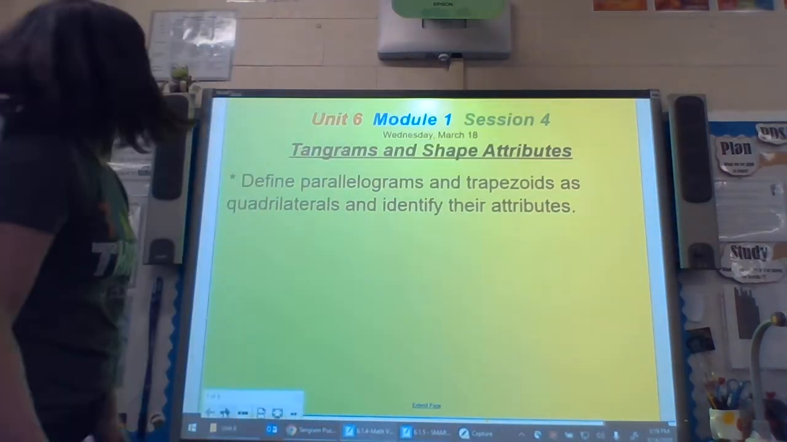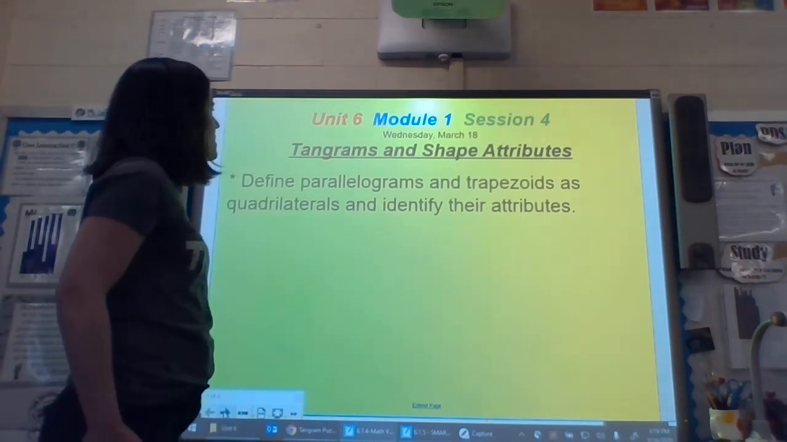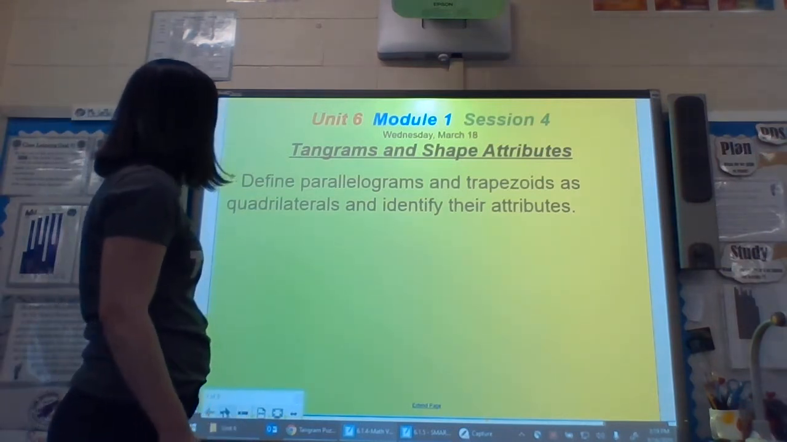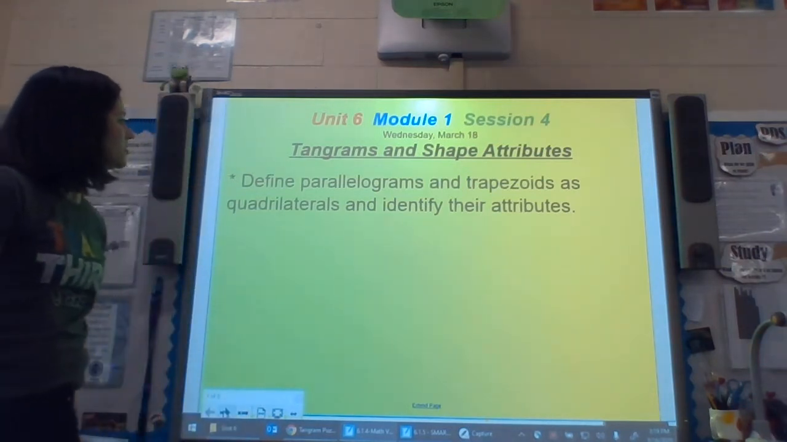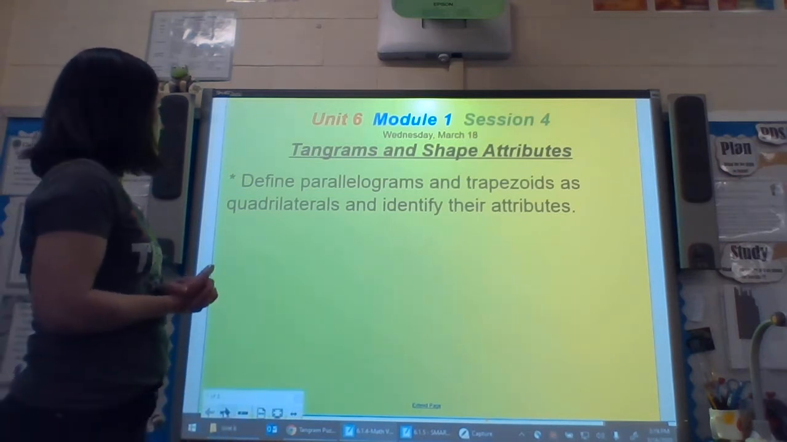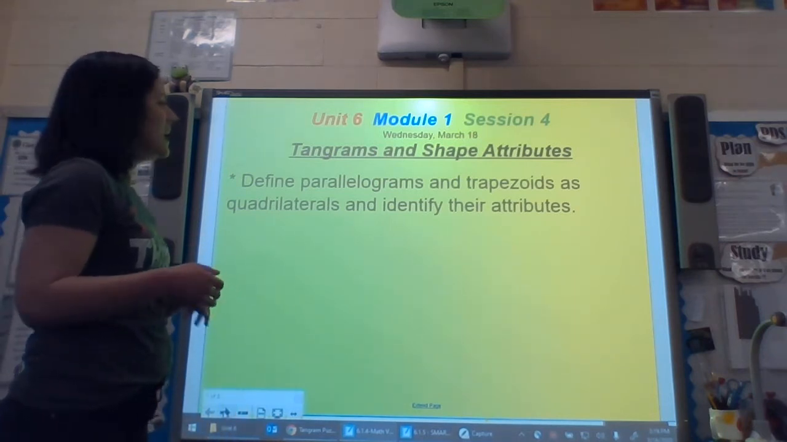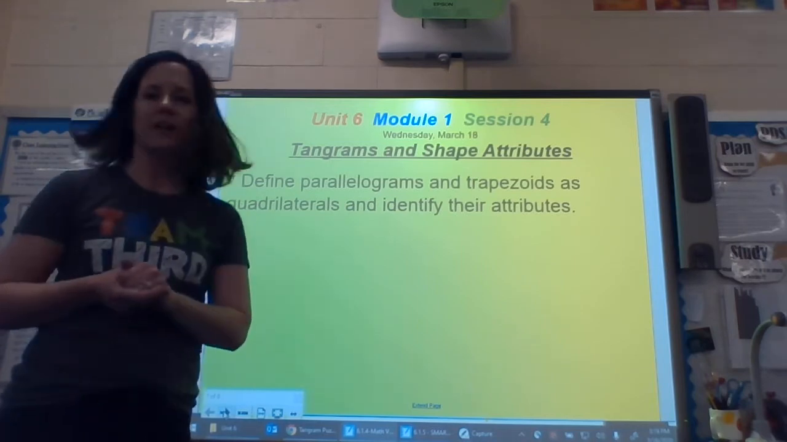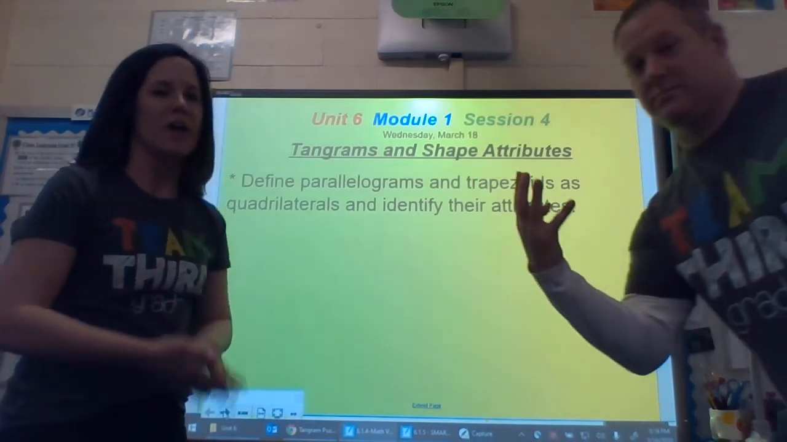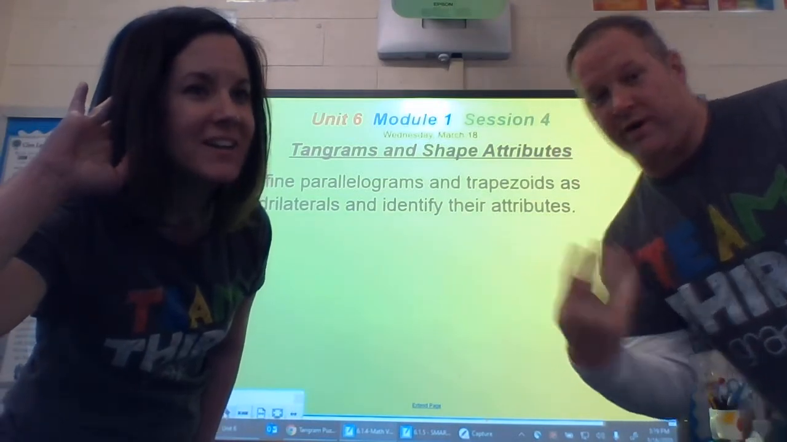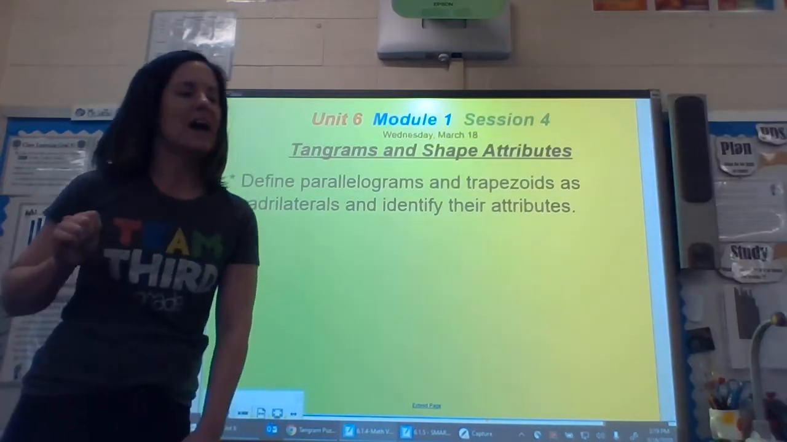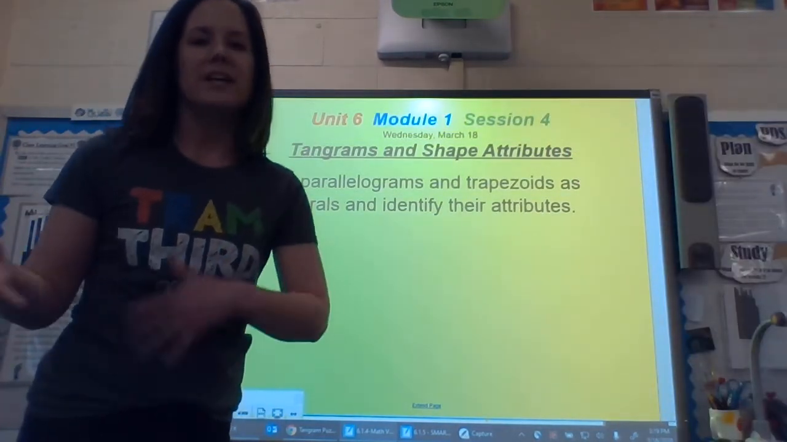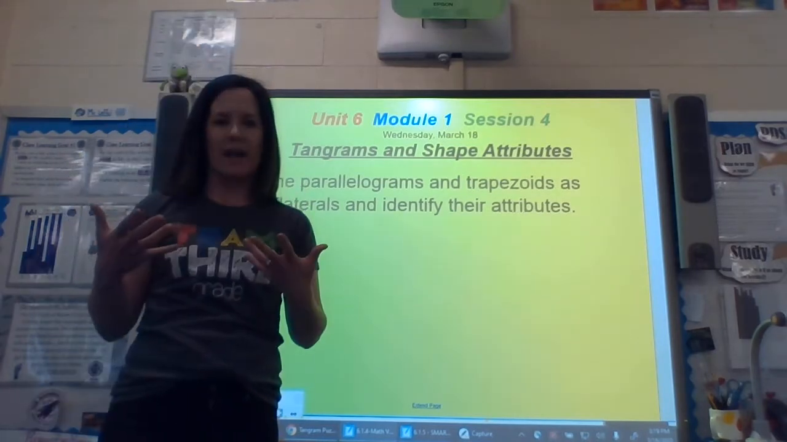Okay, so we're going to be learning today about tangrams and shape attributes. We're going to define parallelograms and trapezoids as quadrilaterals and identify their attributes. Remember, a quadrilateral is a flat shape with how many sides? 4. You guys got it, 4 sides. An attribute is any way that we describe a shape.